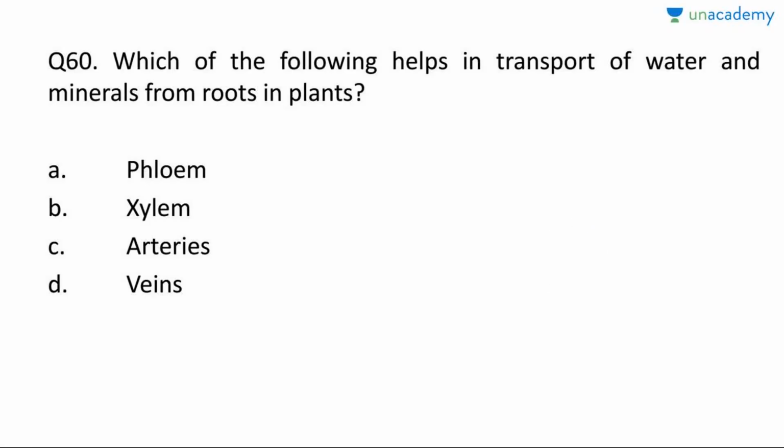And question number 60. Which of the following helps in transport of water and minerals from roots in plants? So just remember, phloem has O, food also has O. So when it comes to transfer of food, the answer is phloem. When it comes to the transfer of water, the answer is xylem. So answer here is B.